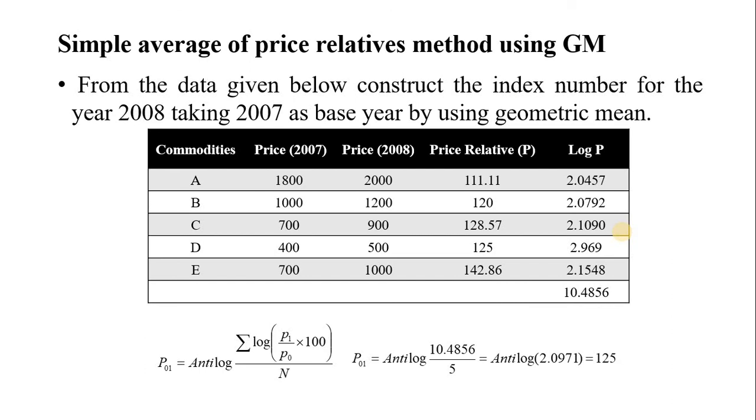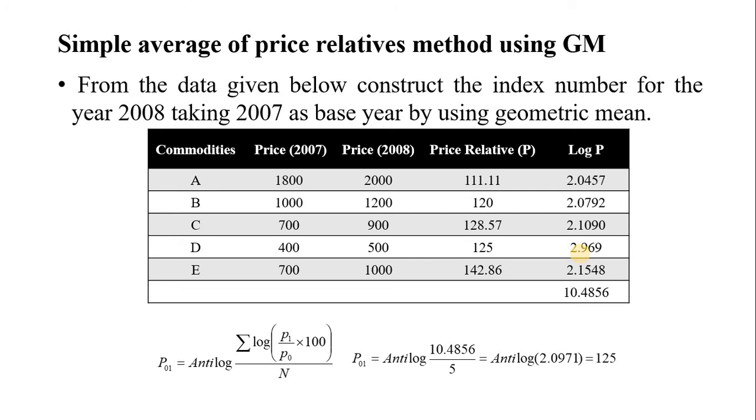Then you find out the logarithm of these price relatives. Log 111.11 is equal to 2.0457. Log 120 is equal to 2.0792. Then what you have to do after finding out the logarithm of all these commodities, you sum this logarithm. It is 10.48.